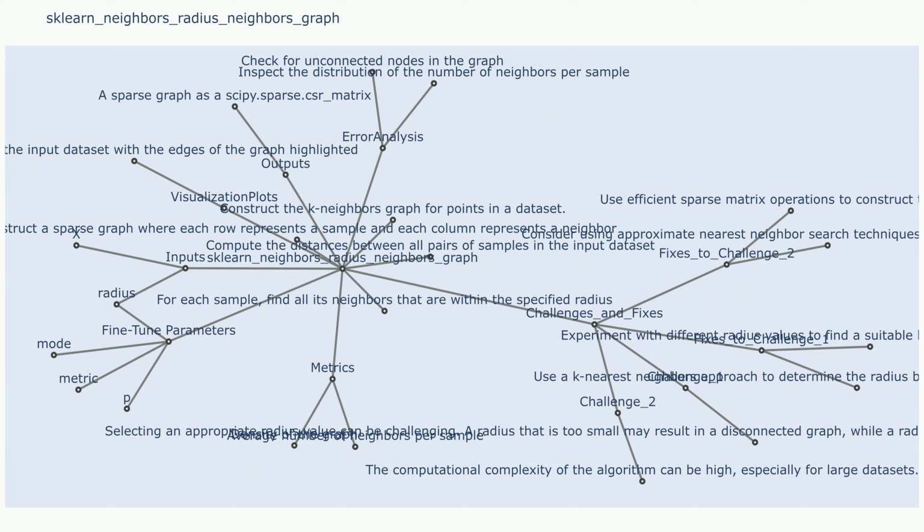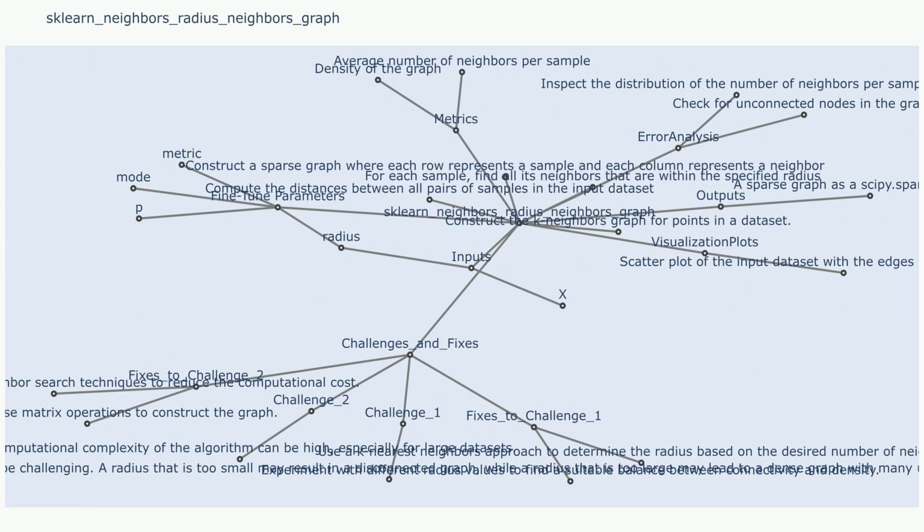Metrics. Distance metric. The choice of distance metric, e.g., Euclidean, Manhattan, Chebyshev, can significantly influence the resulting graph structure. Radius. The choice of radius determines the density of the graph and the number of neighbors for each node.